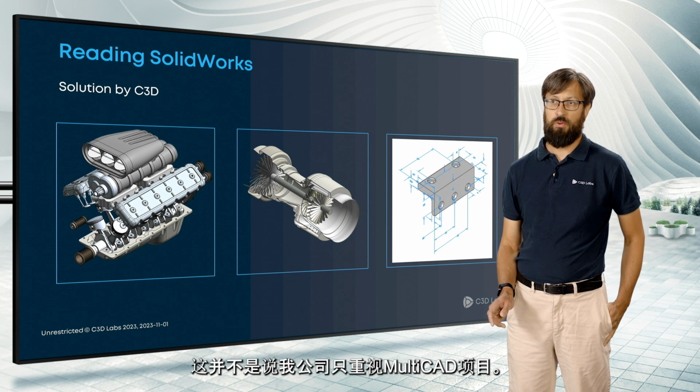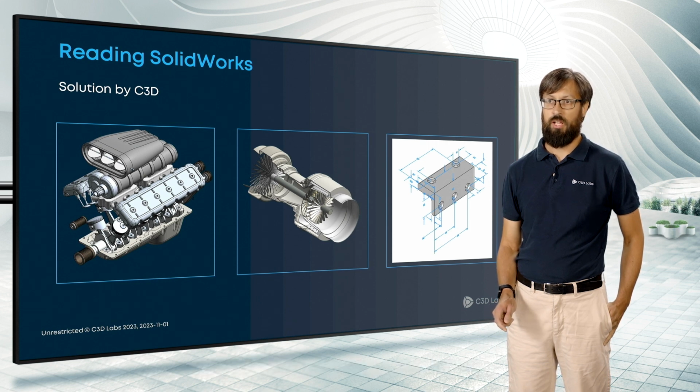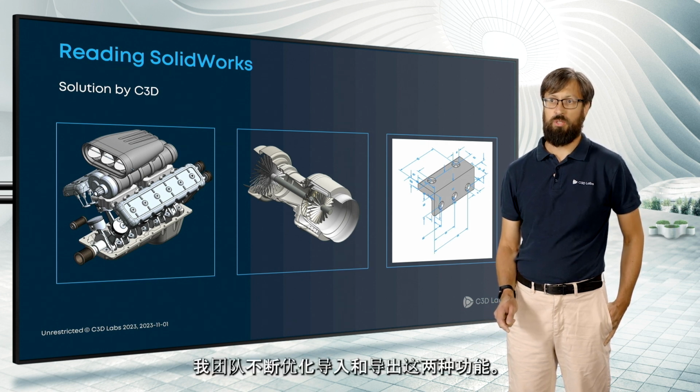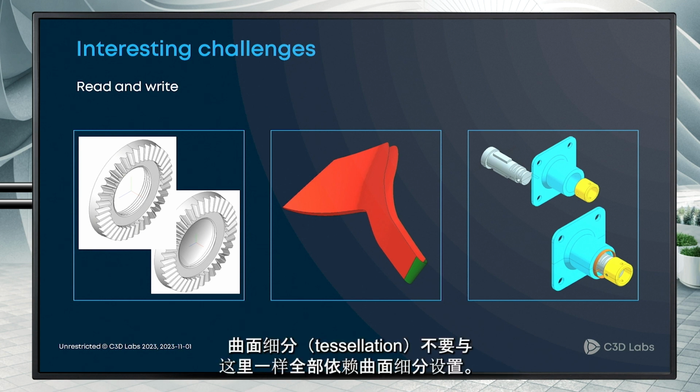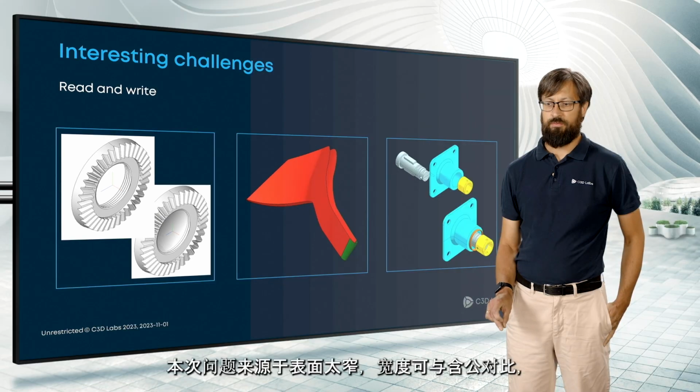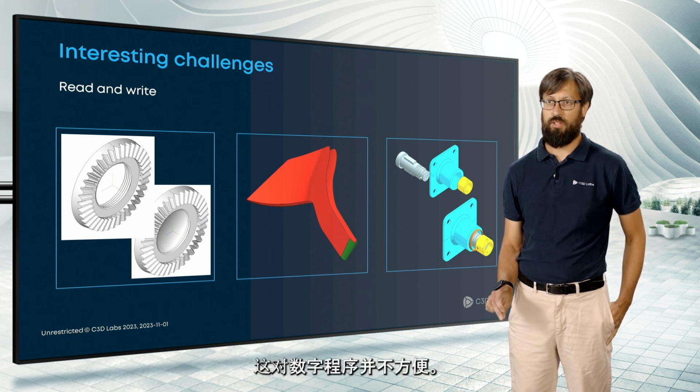What is mentioned above doesn't mean we were focused only on the multicad project. We didn't stop our work on quality of input and export. Here, the first figure is the same solid, which was exported into IGES and imported back. The tessellation shouldn't depend on tessellation settings as dramatically as shown here. The key problem here was a very narrow face, which was comparable with metric tolerance. This case is bad for numerical algorithms.